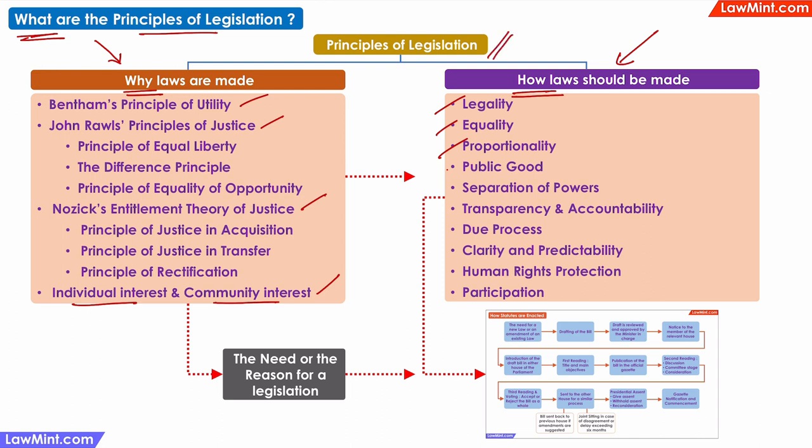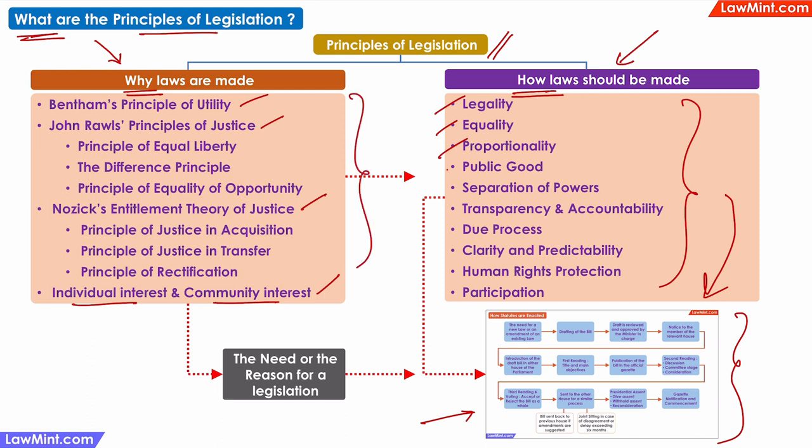In one of my previous videos, I had explained the flow of how statutes are enacted, that is, how a bill becomes an act of the parliament. These are the principles that are mostly followed in the course of creation of statutes, whereas these are the principles that explain why legislations are made in the first place, that is, the need or the reasons for the legislation. And these principles are also followed during the actual process of enacting the statute.